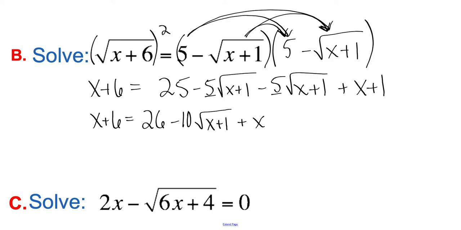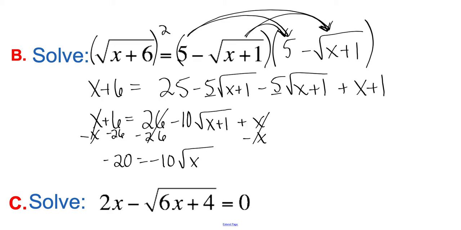So just like in the last one, we're going to move the 26 over and move the x over. That goes away, move the x over, and again, conveniently, the x cancels out. Okay, so we have negative 20 equals negative 10 square root x plus 1. And you have to divide both sides by negative 10 to get rid of that. All right, and then that gets us to a 2 over there on the left.